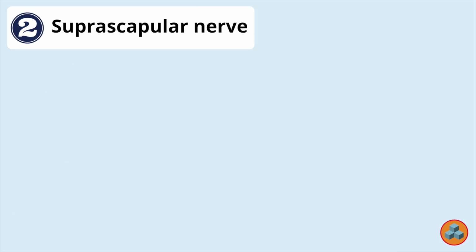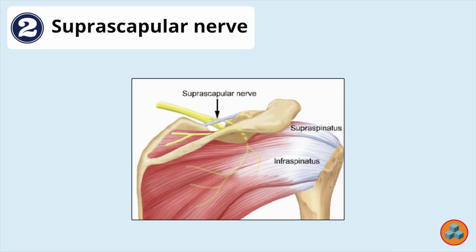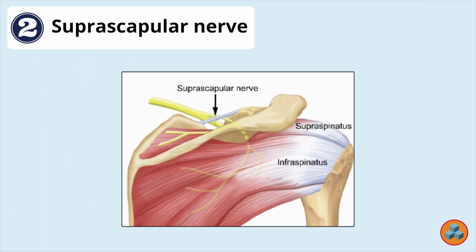Option 2, suprascapular nerve. The suprascapular nerve originates from the trunks of the brachial plexus and innervates the supraspinatus and infraspinatus muscles. The supraspinatus abducts the shoulder, and the infraspinatus laterally rotates and horizontally abducts the shoulder. Pain is frequently worsened with cross-body adduction and internal rotation.